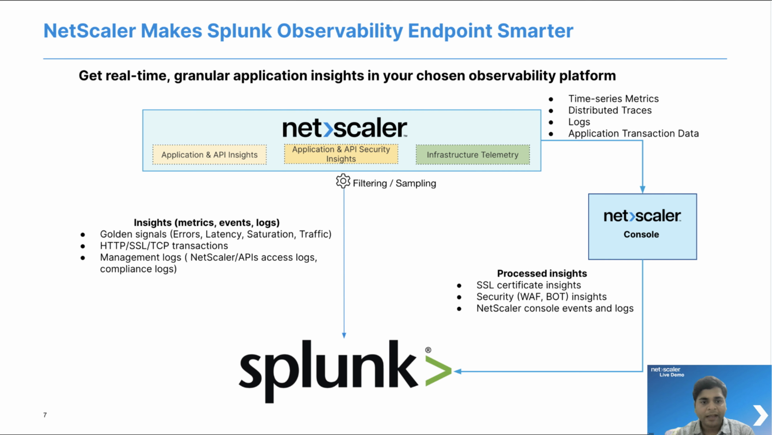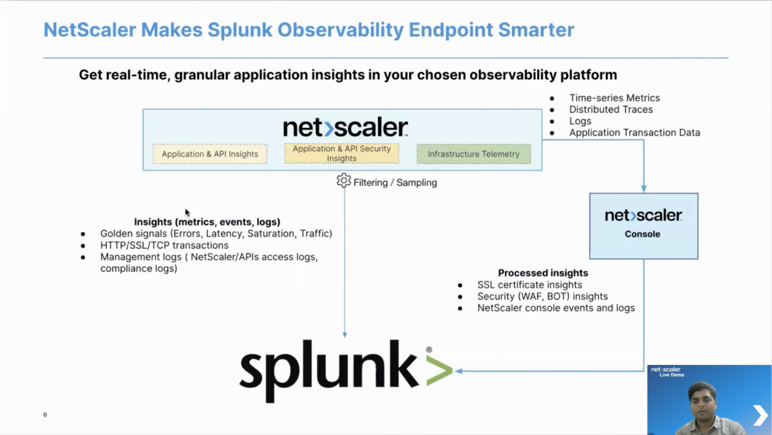So if I just go back to the slide, here as you see, I have summarized these different management logs, the protocol uses, or the golden signals, which are the telemetry we are delivering, and I would say exporting, from NetScaler to the Splunk. And the 2 use cases which I have highlighted, SSL insights and security insights, which are on the NetScaler Console, can also be exported to the Splunk. So these were the 5 or 6 use cases which I have demoed on the Splunk. But the idea is that everything is coming from NetScaler.